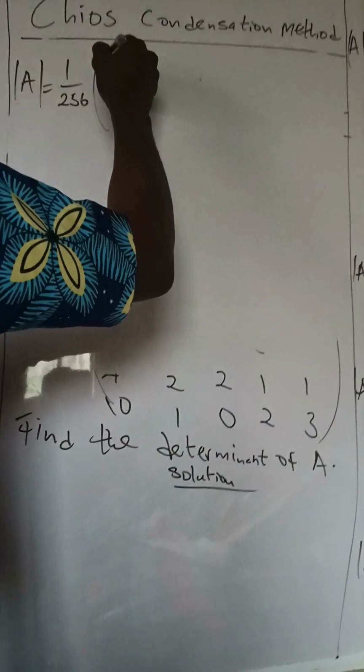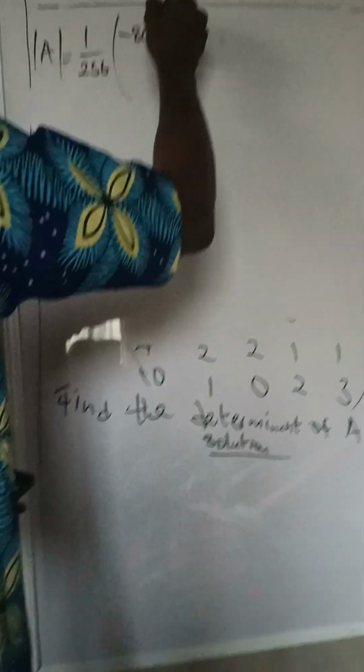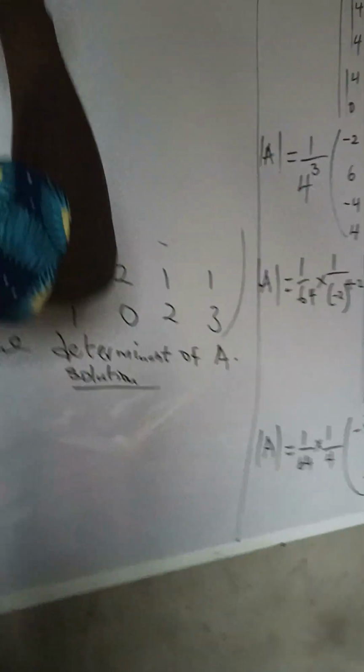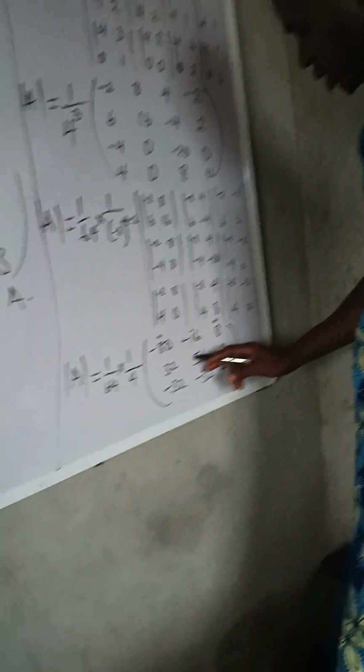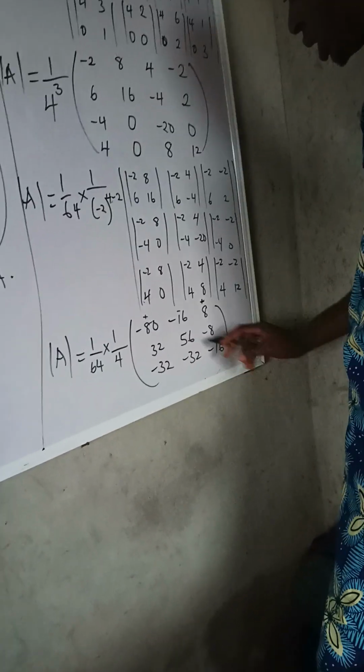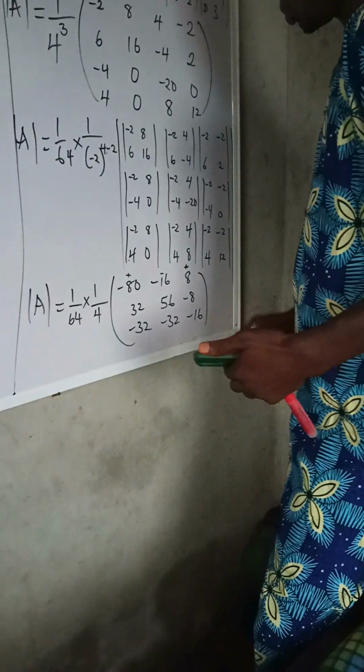We have minus 80 into, now you clear this row, you clear this column and you clear the row. What do you have left? You have a 2 by 2 matrix of what? 56, minus 8, minus 32, minus 16.